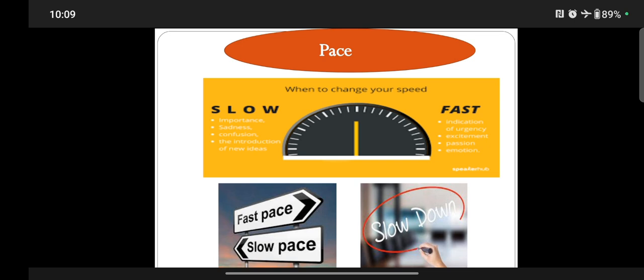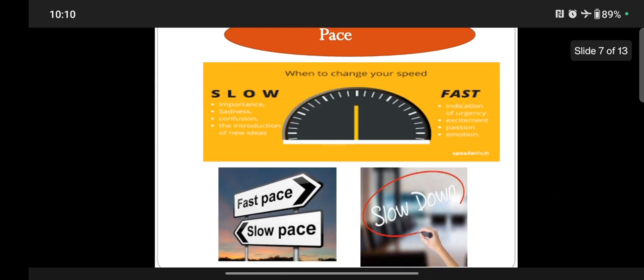And when to be fast? When you are indicating a certain sort of emergency, whenever you are excited, whenever you are passionate or too much emotional about something, at that moment we tend to be faster while giving presentation. So if you present in formal scenarios, you are supposed to be slow and fast as well according to the needs.